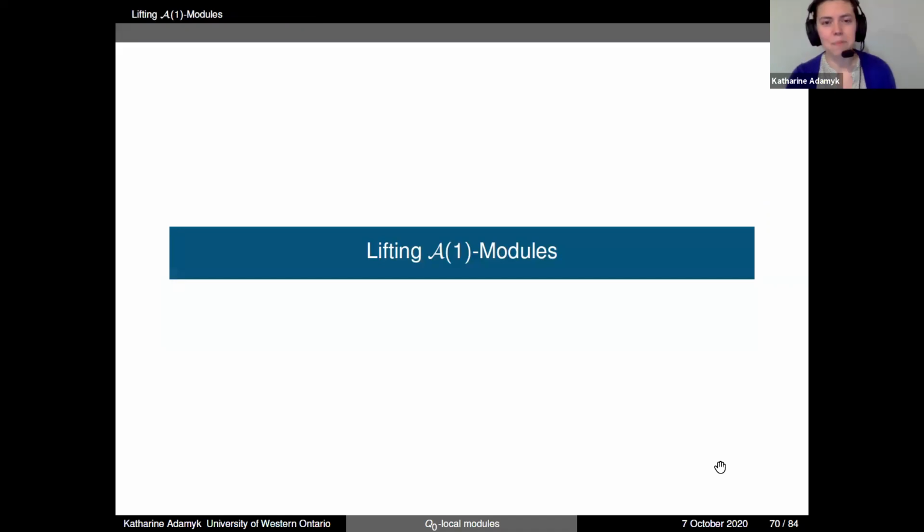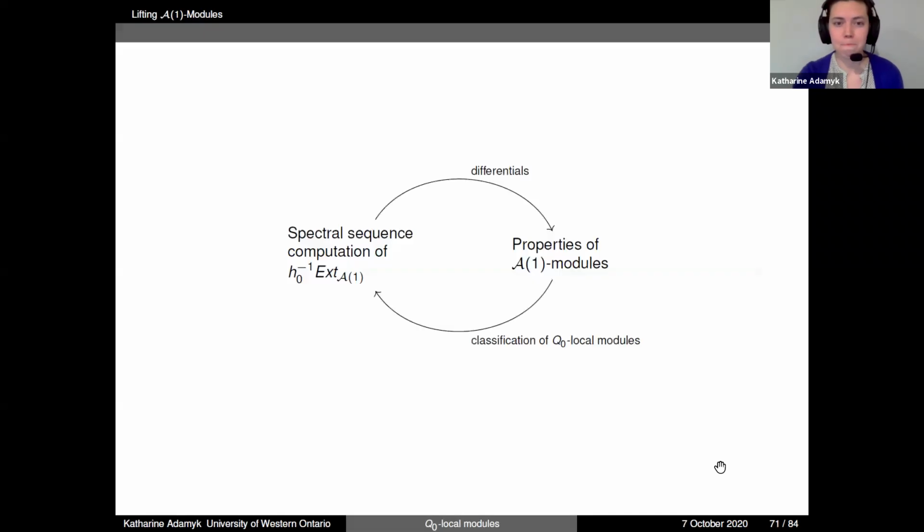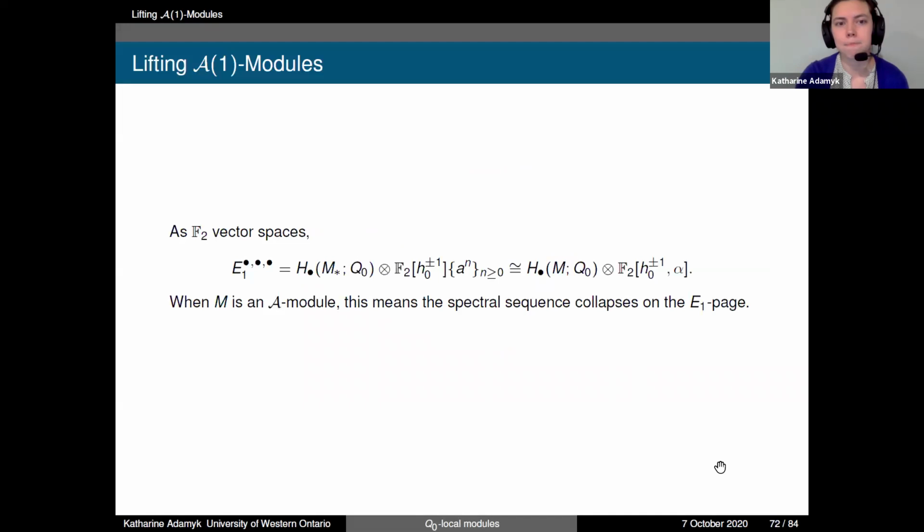I'll leave that aside. So what does all this have to do with lifting A1 modules? So we've seen some things about spectral sequence computations for H naught inverted X over A1. We've seen some things about properties of A1 modules, and these things can kind of feed off of each other. So in particular, the classification of Q naught local modules can help us in our spectral sequence computations. And the differentials in the spectral sequence computations can tell us something about the properties of A1 modules. Let me give you an example of what that looks like.